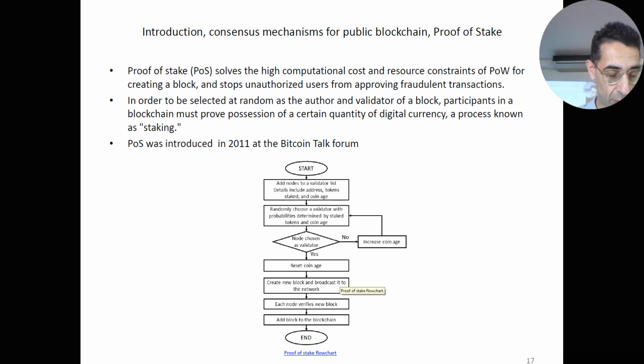In order to be selected at random as a miner of a block, nodes in a blockchain must prove possession of a certain quantity of digital currency, a process known as staking. Proof of stake was introduced in 2011 at the Bitcoin Talk Forum, according to bibliography.